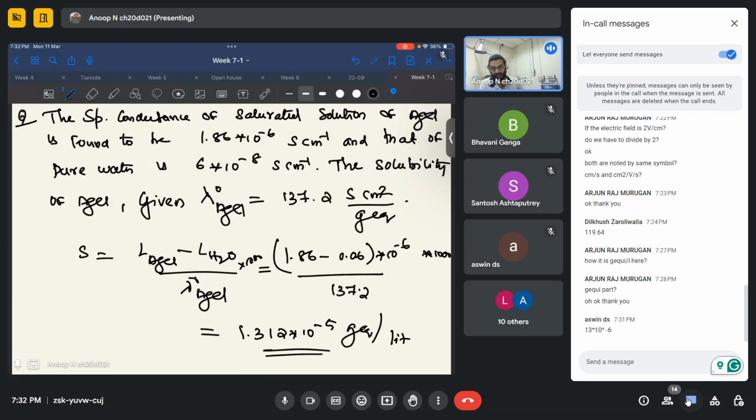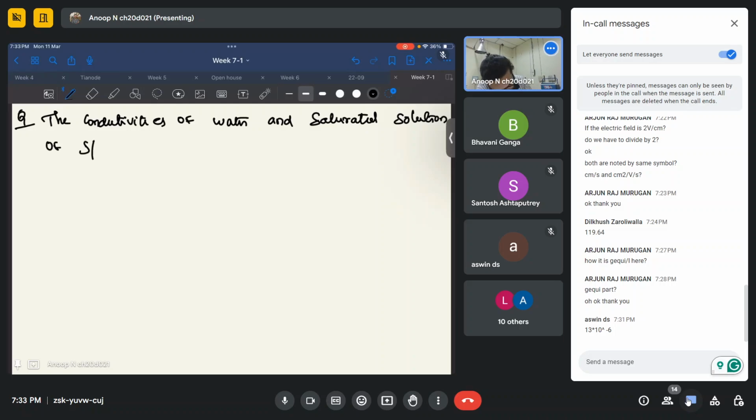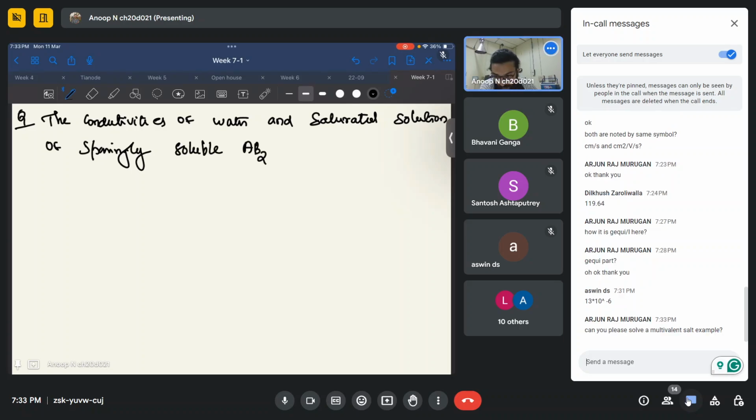We'll just write the next question. Question is, the conductivities of water and a saturated solution of a sparingly soluble salt AB2 are 7 and 21 microsiemens per meter respectively.